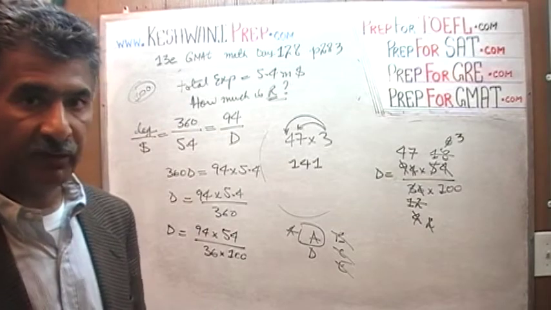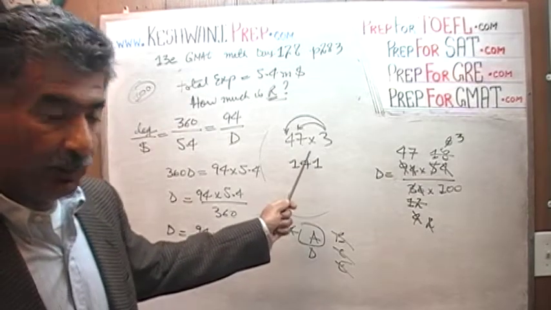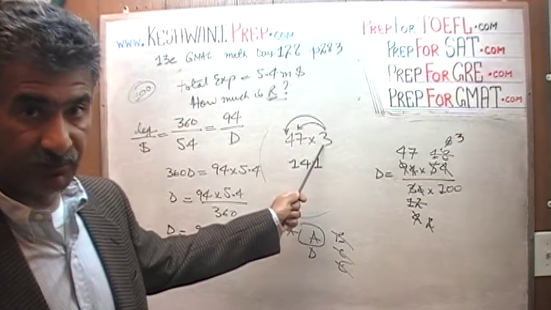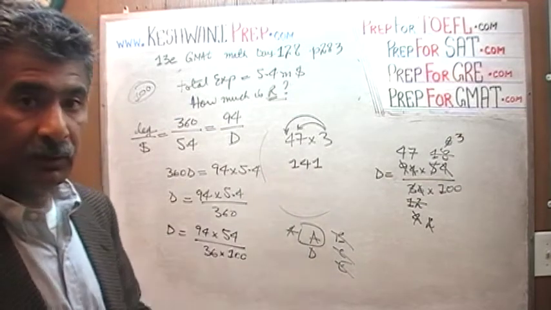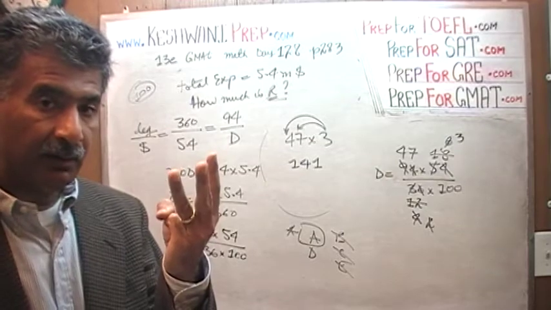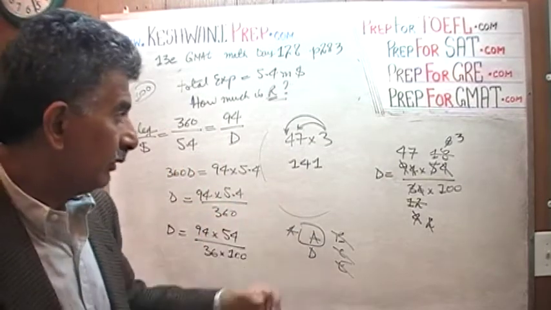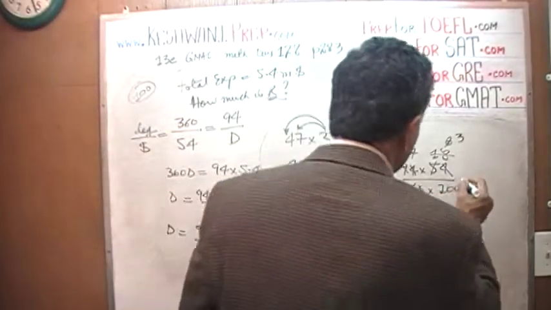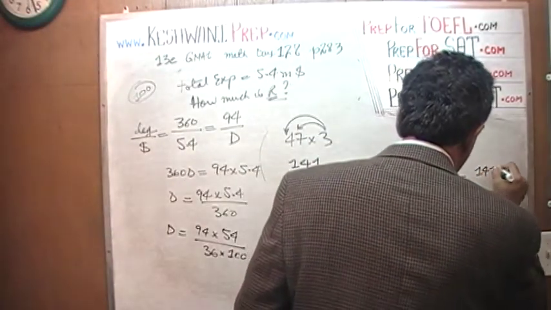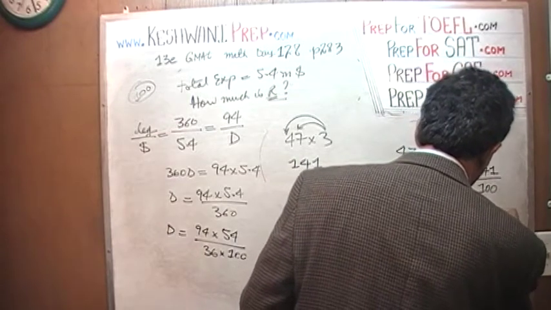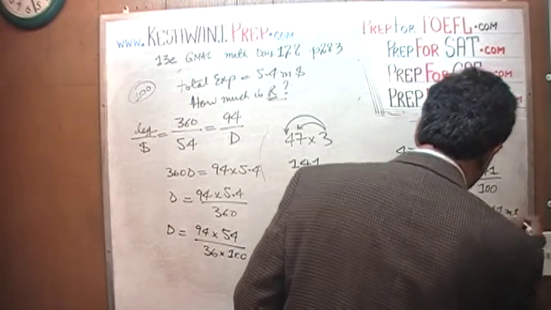Why does it make perfect sense? Because we know that 50 times 3 is 150. Everybody knows that. 47 is only 3 less than 50. So 3 3's are 9. So you take away 9 from 150, you get 141. So it's 141 divided by 100, and that is equal to $1.41 million.